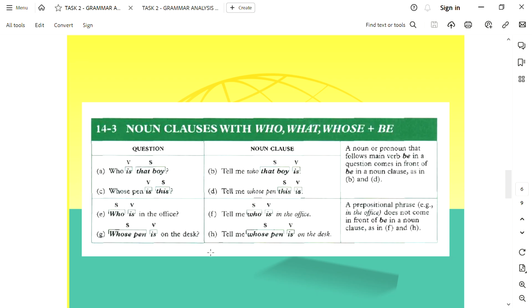Who is in the office? Tell me, let me know who is in the office. Tell me who is in the office. Let me know who is in the office. Whose pen is on the desk? Tell me whose pen is on the desk. Let me know whose pen is on the desk. So it's just changing the form from the question structure to the noun clause structure.